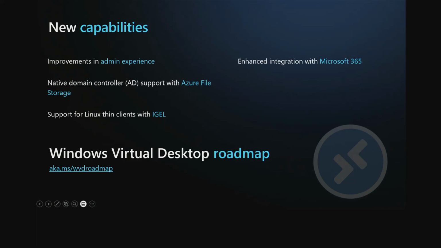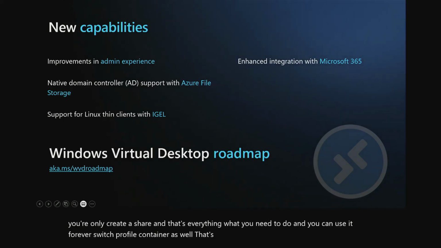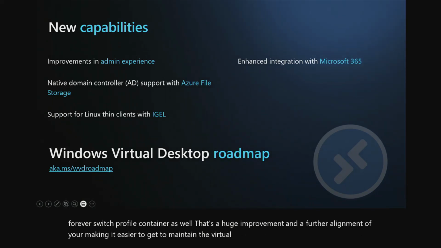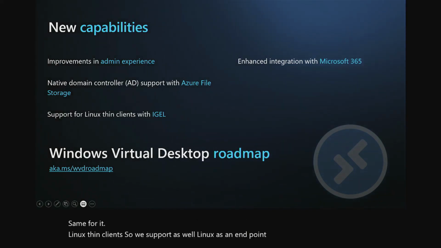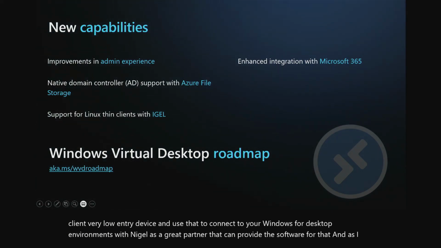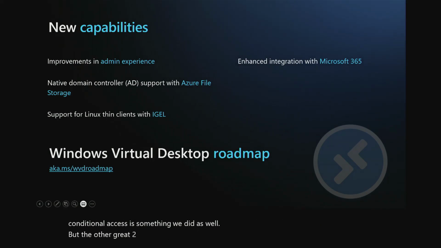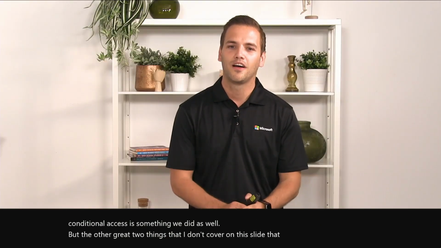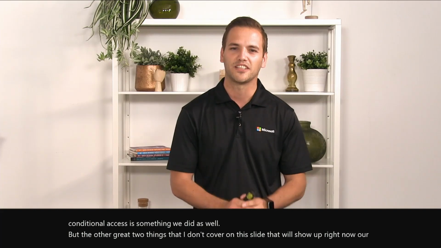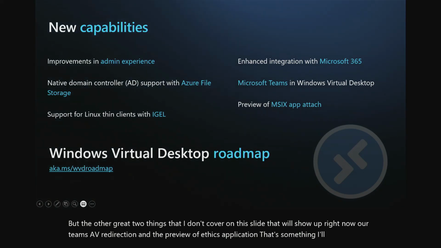Same for Linux thin clients. We support Linux as an endpoint as well, so you can use a Linux zero client, a very low entry device, to connect to your Windows Virtual Desktop environment, with Agile as a great partner that can provide the software for that. And as I said earlier, we also enhanced security with M365 capabilities and integration with RBAC, MFA, and conditional access. The other two great things that I don't cover on this slide, but will show right now, are Teams AV Redirection and the preview of MSIX App Attach. I will explain that in the next roughly 5 minutes.